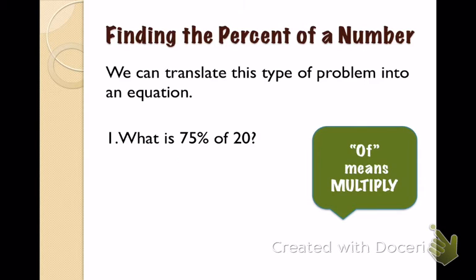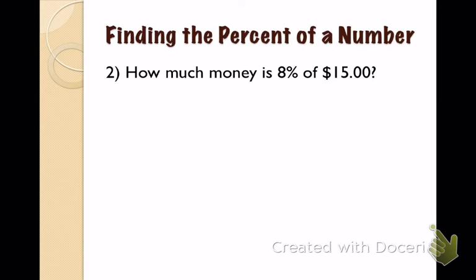Let's go ahead and move on to number 2. How much money is 8% of $15? Again, 8%. We move the decimal twice over.